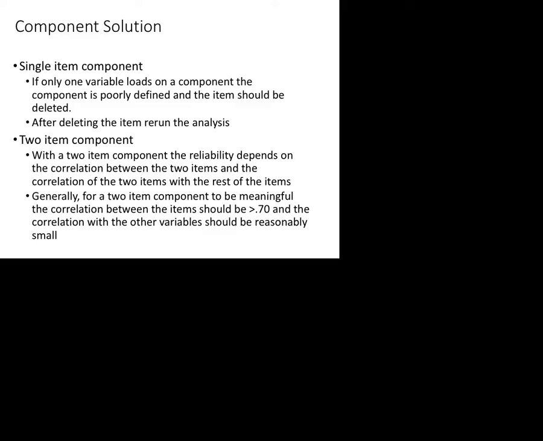If you have a single item on a component, you really just need to delete the variable and rerun the analysis. This first component has four items, this one has three items, this one has two items. If one of your components only has a single item on it, you should delete that item and rerun your analysis, because single items probably aren't reliable. In addition, is that where you're looking for anything under 0.5? Yes, you would throw out that item if it's under 0.5.